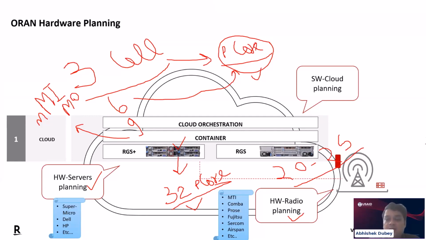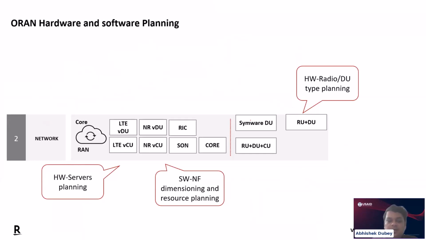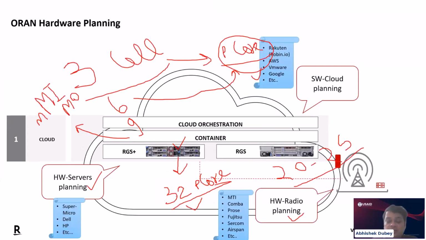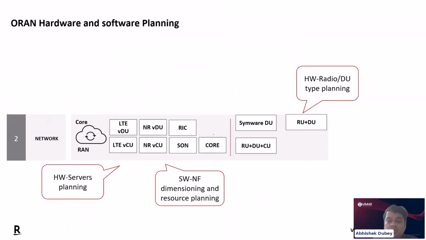by the operator. Now the next one is software cloud planning. You can choose Rakuten Robin.io, or you can choose AWS, you can choose VMware, or anyone you can choose for this orchestration. Now your platform is ready. Next, what you are going to do? You are going to perform your dimensioning on resource planning, as I told you here, with how many cores are required to host those servers.